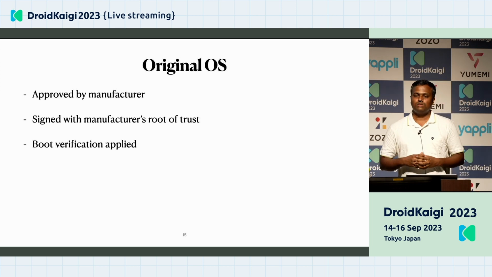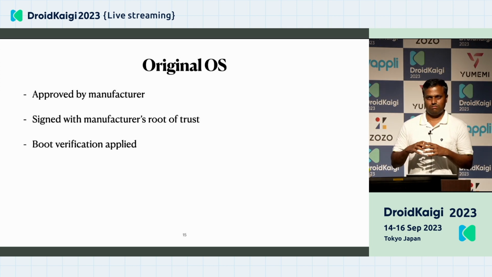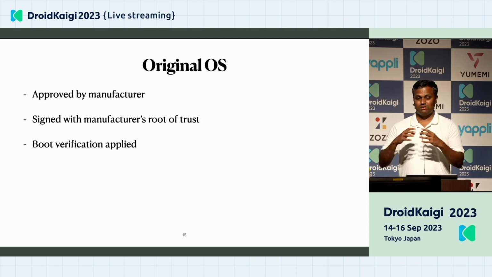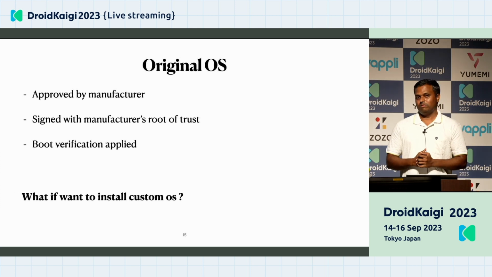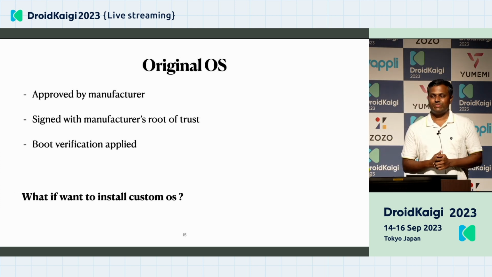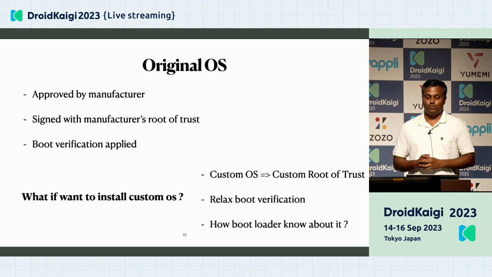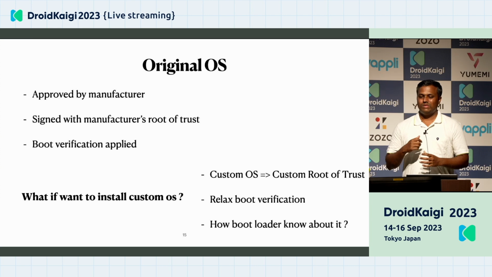We have the original OS on the device, which is approved by the manufacturer. It's signed with the manufacturer's root of trust, and definitely the boot verification is applied. But what if somebody wishes to install their custom OS version? In that case, they need to have a custom root of trust. So with the custom root of trust, the boot verification is relaxed. You can optionally have it or not.